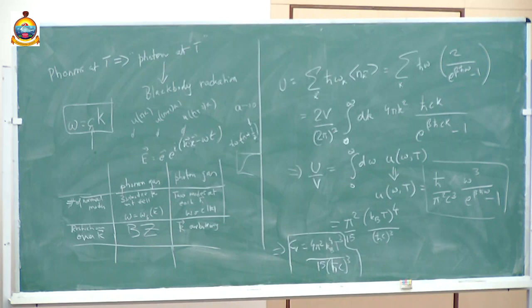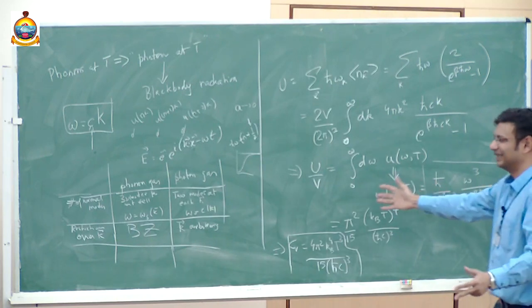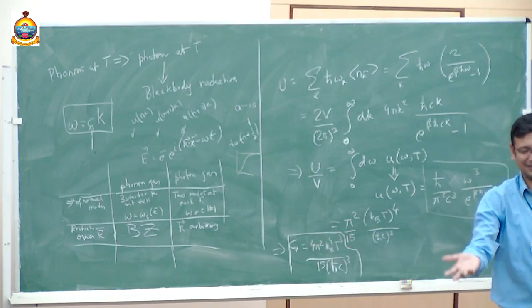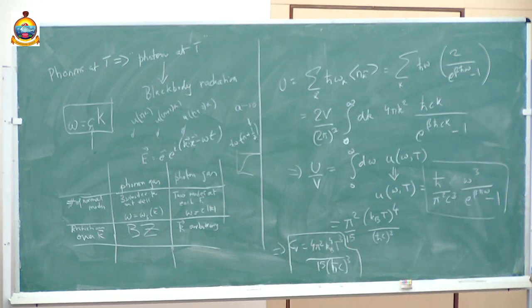So, what is the meaning of specific heat for the photon? It's the same thing. There is a system, it has a certain internal energy, right? You heat up the system a bit more, its internal energy increases. You take the difference of the internal energies and divide by temperature. It's a gas of photons.